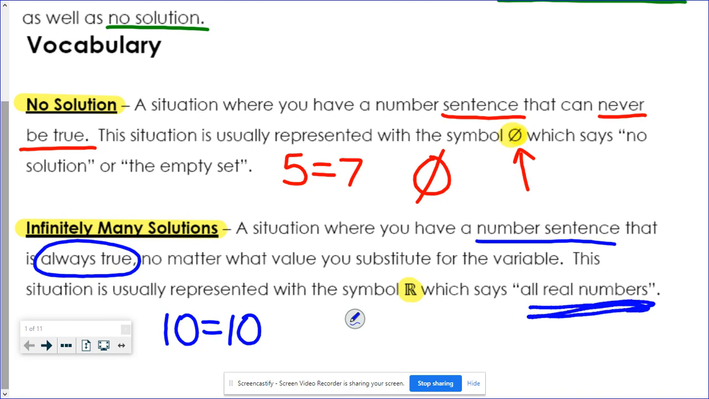And we have a fancy way of writing that too, just like we have the symbol for no solution. This fancy R is what we use for any real number. It's for the real number set. And usually we don't try to do the whole double R thing. We just do a double stem, capital R. That stands for any real number.